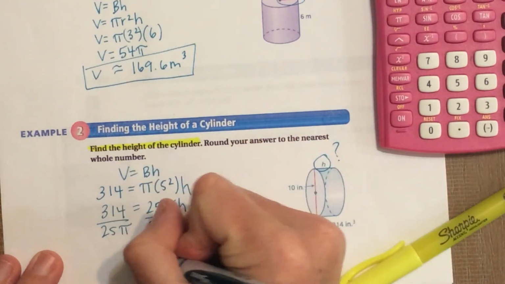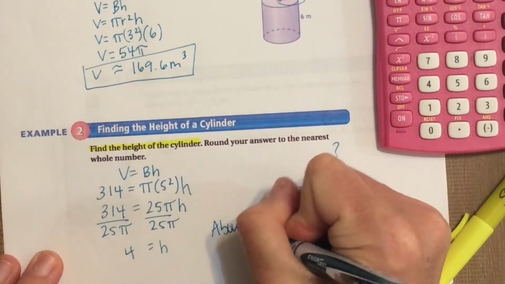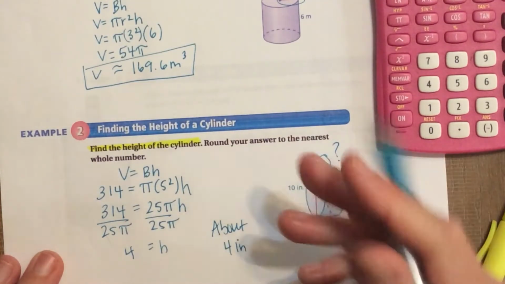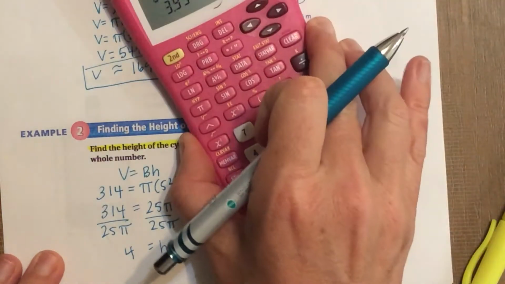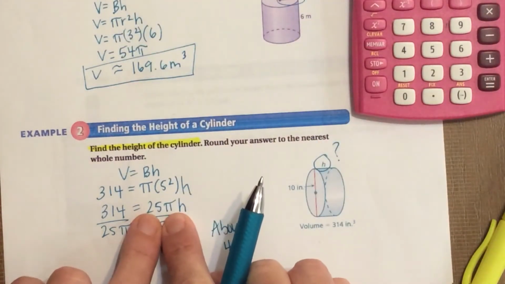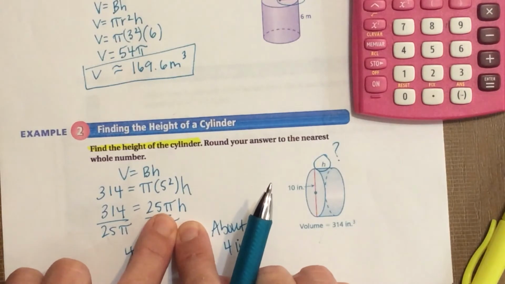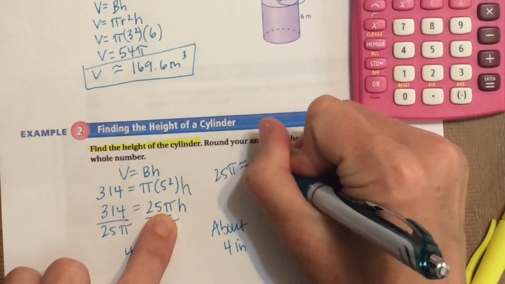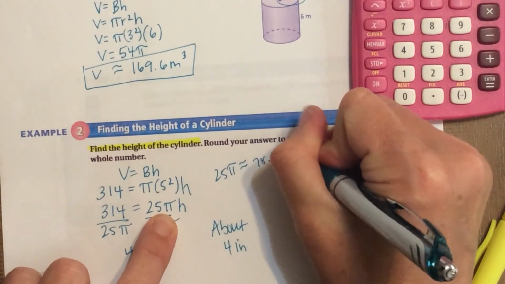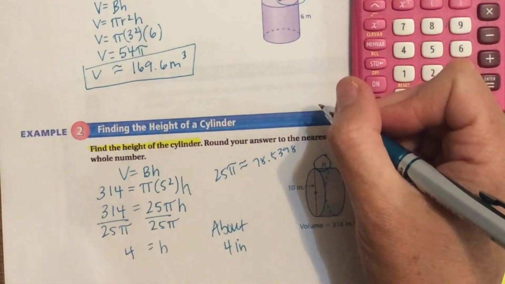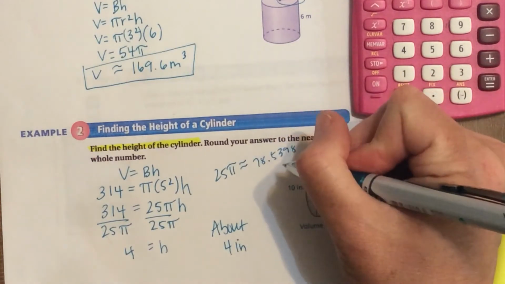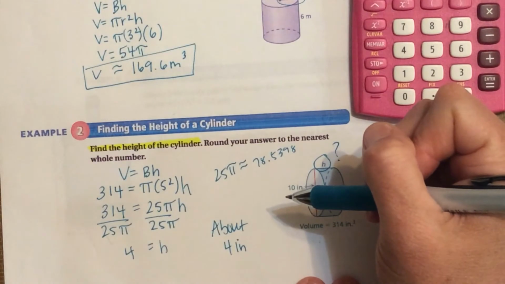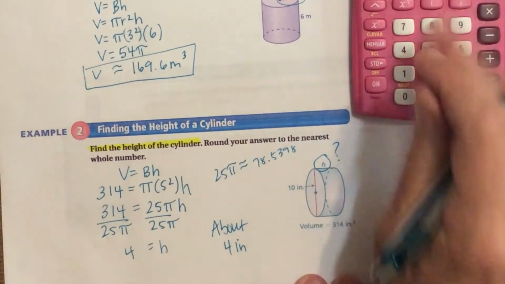So this is about 4. So my height is about 4 inches. Now, if you can't figure out all the fancy scientific calculator stuff, just take 25, multiply it by pi, right? 25 pi is about 78.5398, and you can just use that and divide 314 by that. So you don't have to use all the fancy scientific calculator tricks. However, they are very, very nice.